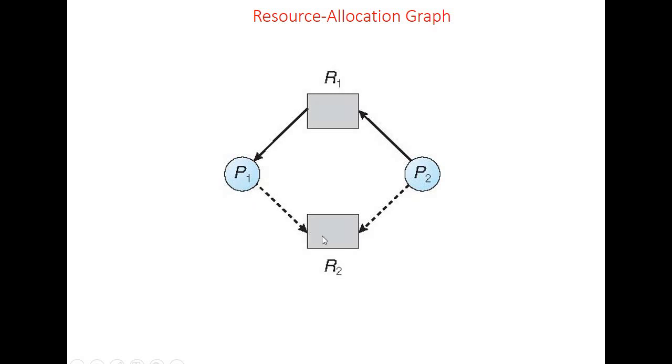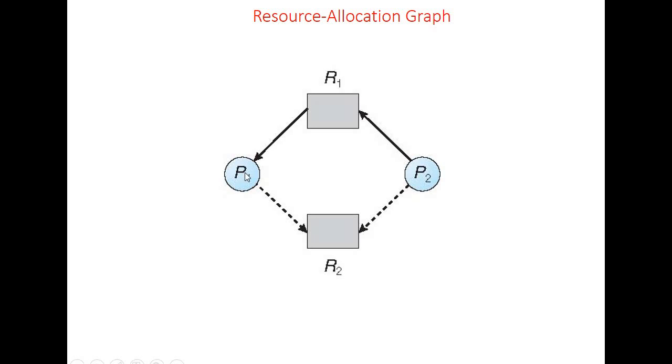P1 is claiming the resource R2, so at any time P1 can request R2. So P1 has a claim edge to R2. Similarly, P2 also has a claim edge to R2. That means in future P2 may request the resource R2 at any point of time.